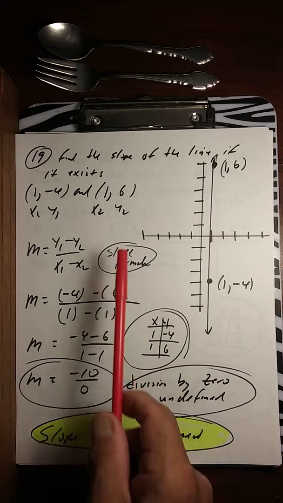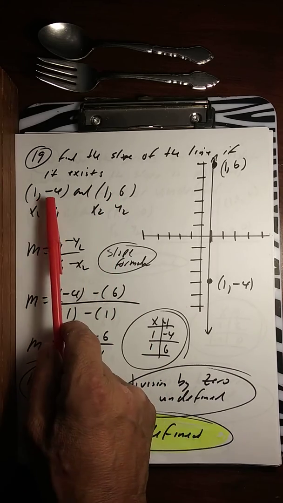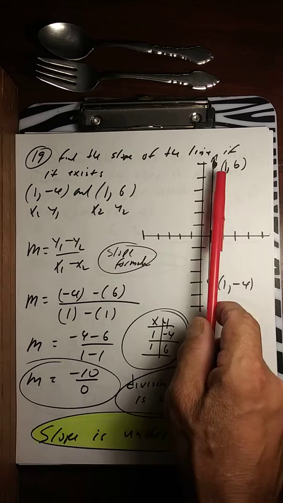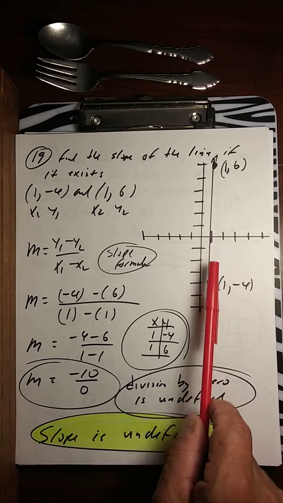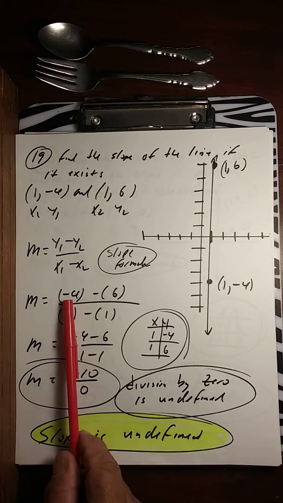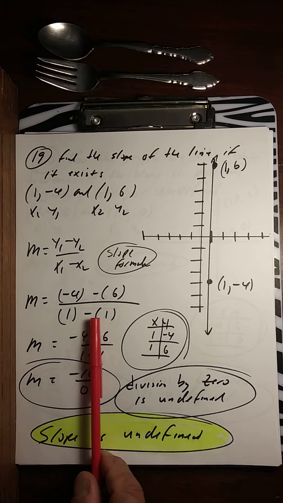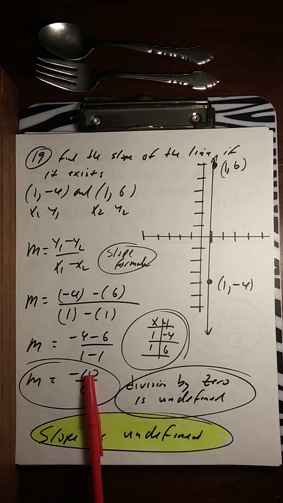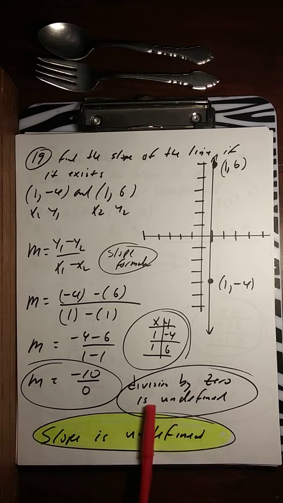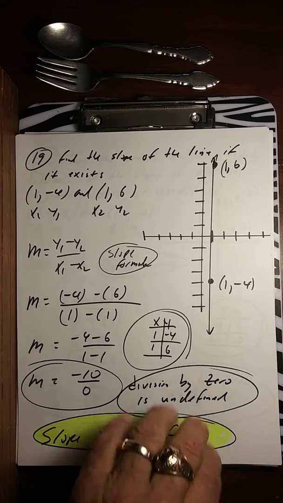Find the slope of the line, if it exists, between this point and this point. y1, y2, x1, x2. Right there and right there. So put the numbers in. -4 minus -6 is -10, and the bottom, 1 minus 1, is 0. Division by 0 is undefined. So the slope is undefined.